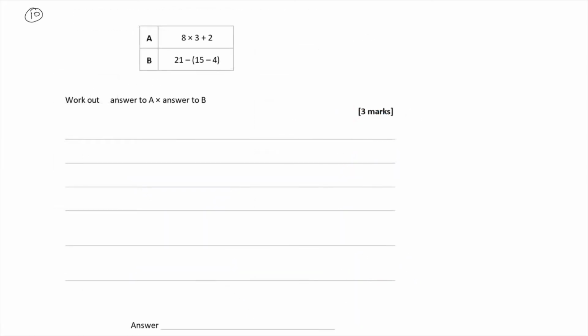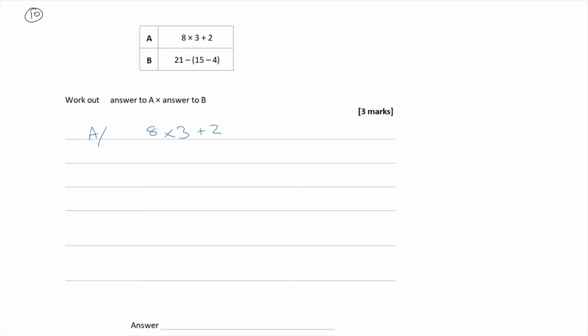Question 10, we're given that A is 8 times 3 plus 2, and B is 21 minus 15 minus 4. And we need to work out the answer to A times the answer to B. Okay, so let's work out what A and B are first. So what's A? 8 times 3 plus 2.